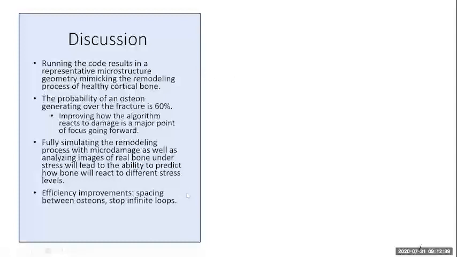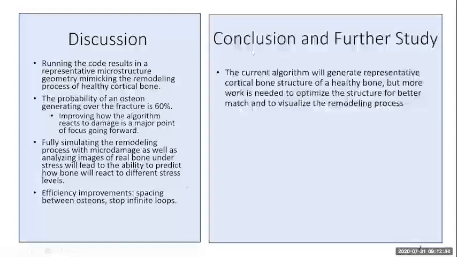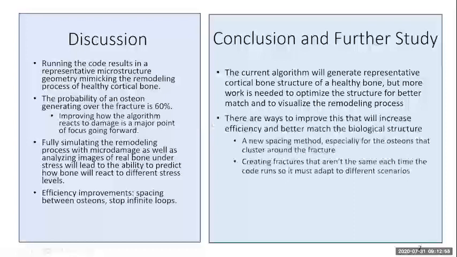Other improvements to the code include spacing out the osteons and stopping loops. So in conclusion, my current process will generate an image that represents cortical bone structure, but more work is needed in order to fully simulate the remodeling process. Some ways to better simulate the remodeling process are creating a new way of spacing osteons, especially spacing out the ones that cluster over the fracture area, and also creating fractures that aren't the same every time, so that when the code runs, it has to be able to change.